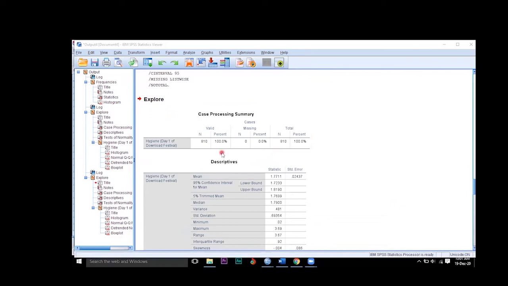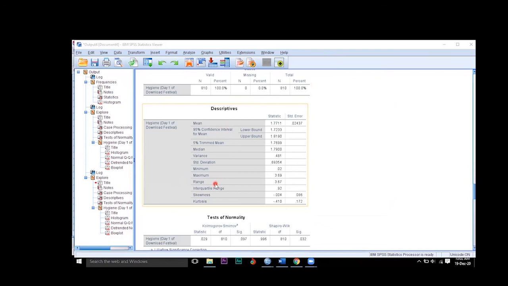Now once you press this button, you get another result. The first one is the data for day 1, the same as the data processing summary. Now here in the descriptives of day 1, see that skewness has been reduced. It is now -0.004, which means it has now become normal range.